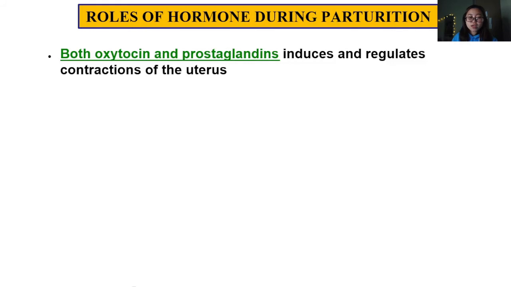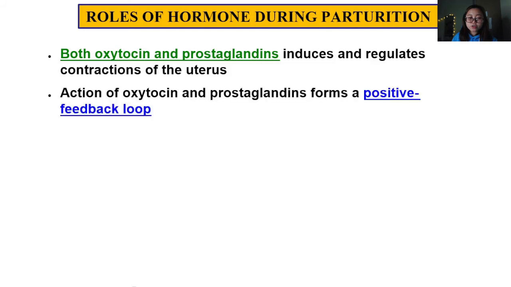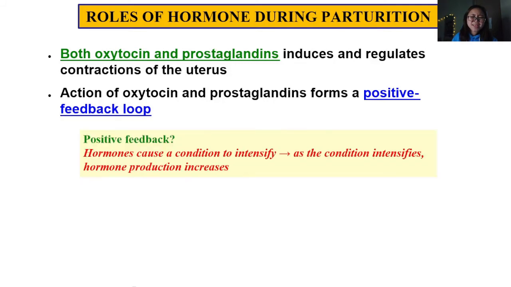Both oxytocin and prostaglandins induce and regulate contractions of the uterus. The action of oxytocin and prostaglandins will form a positive feedback loop. What is a positive feedback loop? It is when hormones cause a condition to intensify. As the condition intensifies, hormone production increases.